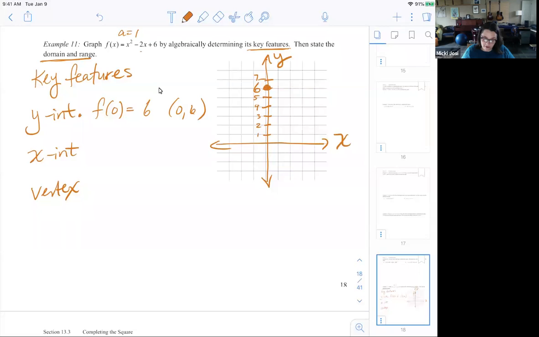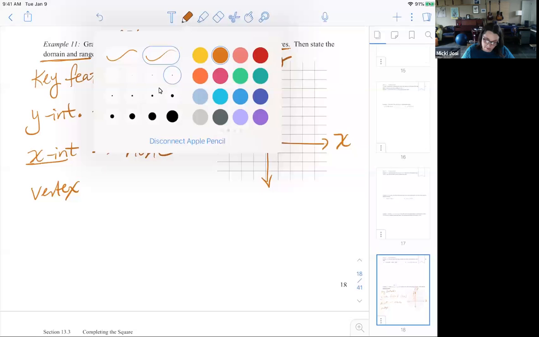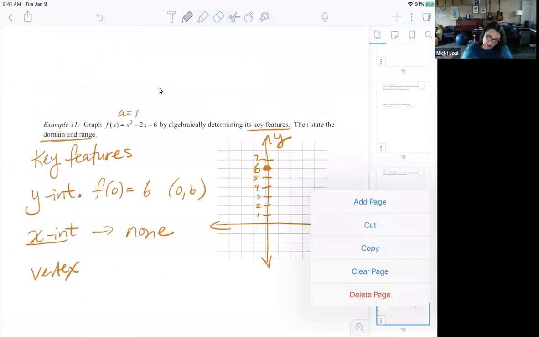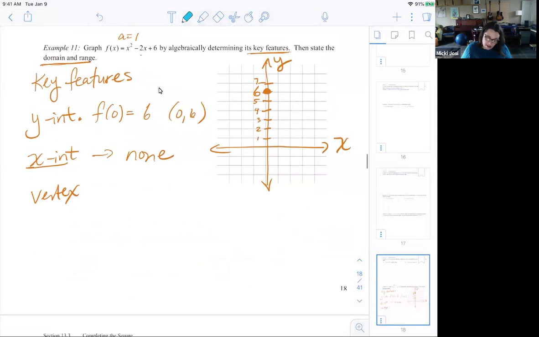If my parabola is going to face upward from here, it's not going to have any x-intercepts, because it's not going to cross the x-axis. So I can determine that there are none. There are lots of other ways to determine that, like using the quadratic formula, or trying to factor it and set it equal to 0. Remember that when you're finding the x-intercepts, you're setting f of x equal to 0 and solving for x, okay?